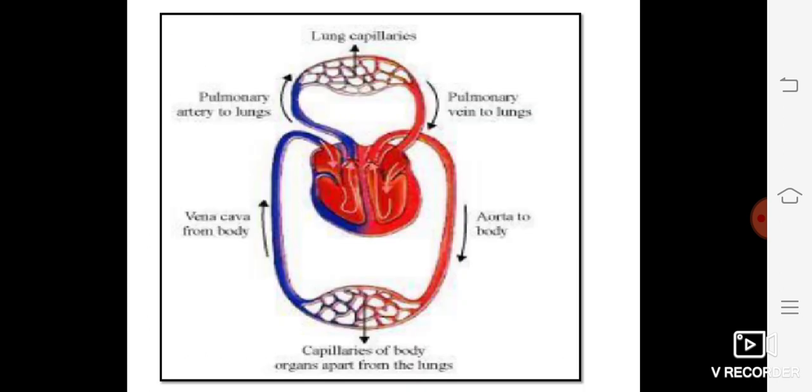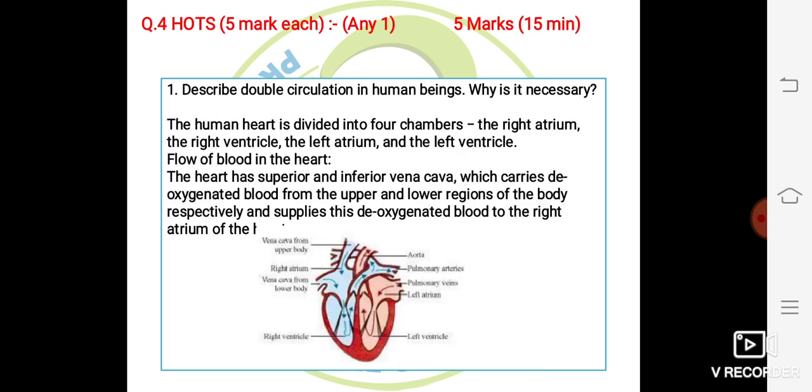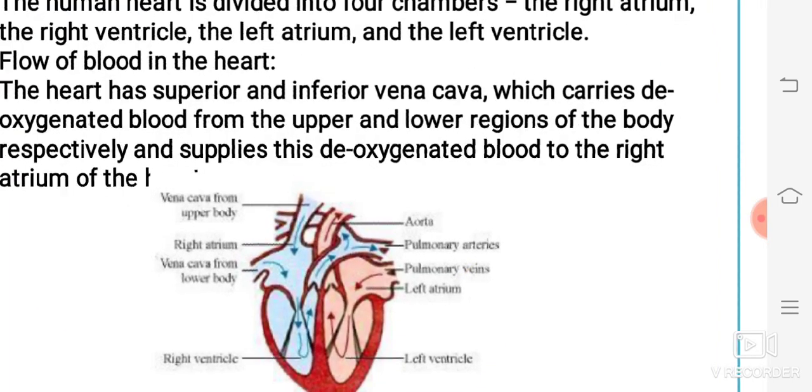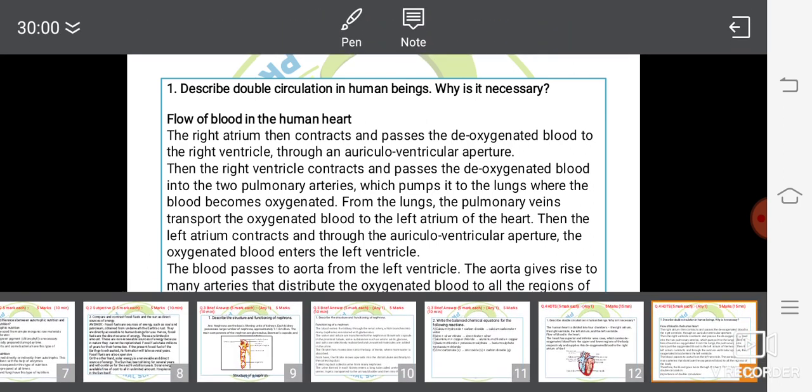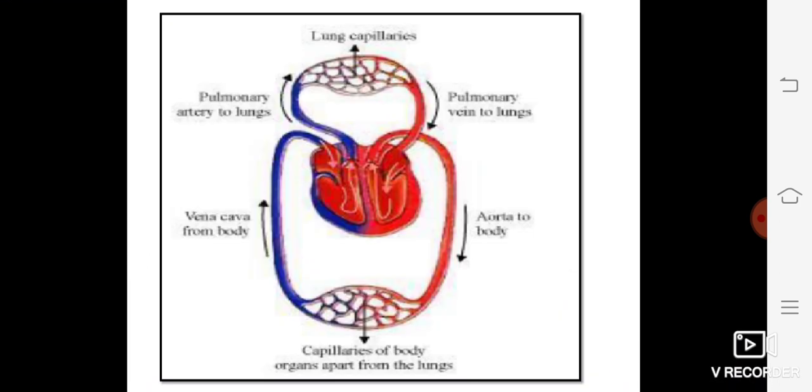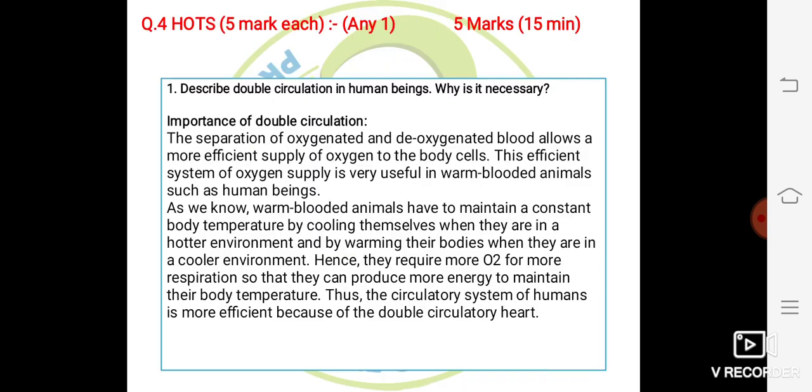I repeat it once again for you. You will initially write the parts of heart, you will draw the diagram for the heart, then you are going to write how the blood flows in human heart, then you are going to diagrammatically show the double circulation, and then you are going to write the importance of double circulation. So this is how the answers should be written for HOTS question.